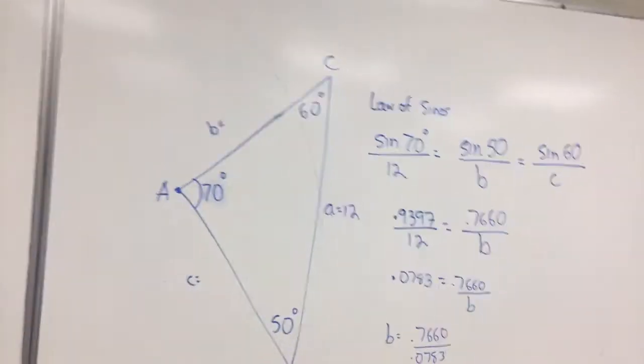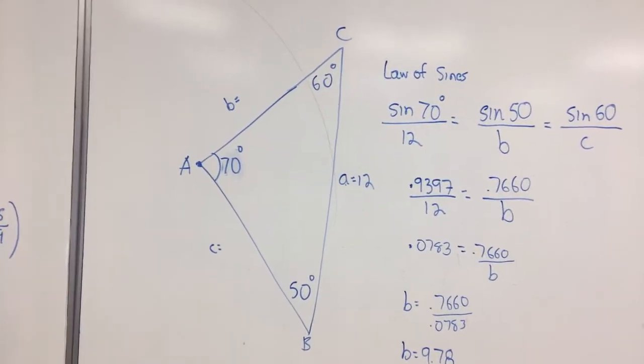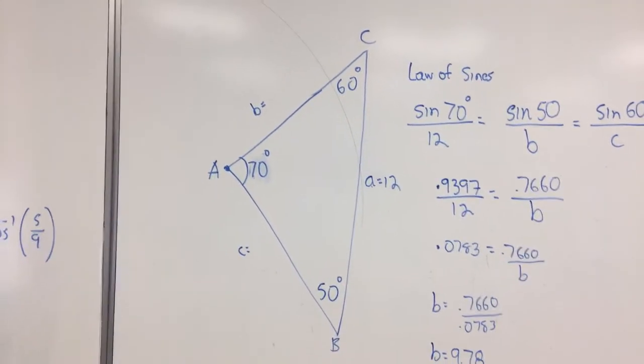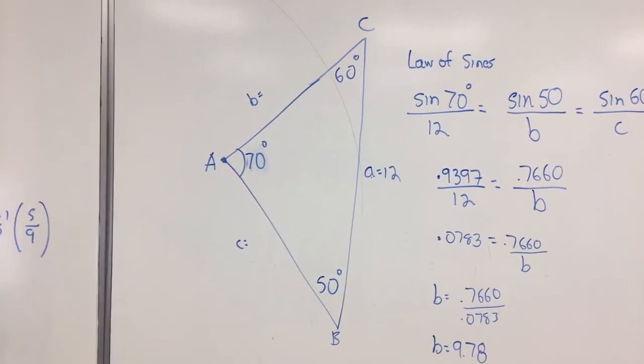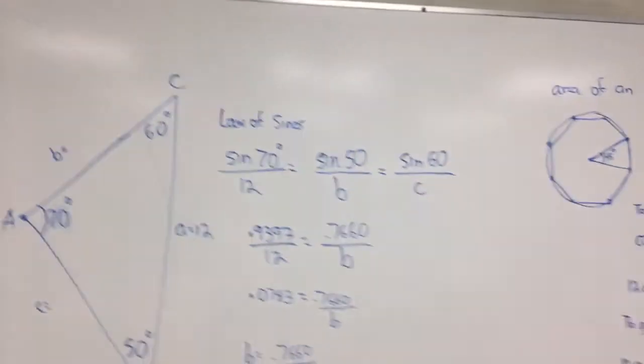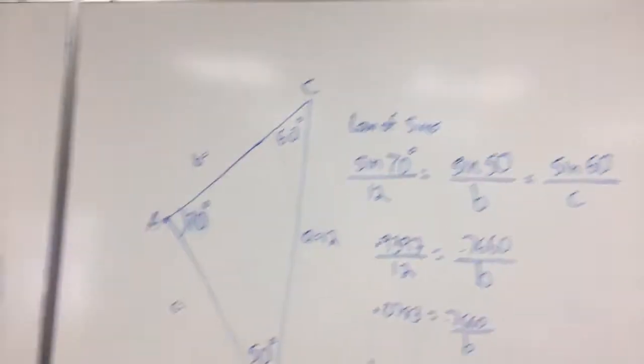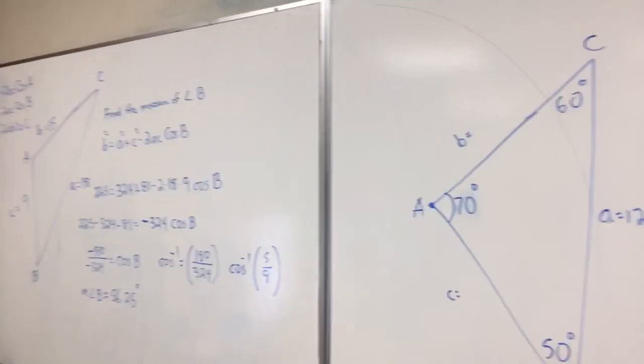The law of sines works real well if you have the measure of an angle, the length of the opposite side, and 1 more piece, either the measure of another angle or the length of another side. And then it's just a simple ratio, okay? All right, that's kind of what I got for you today.